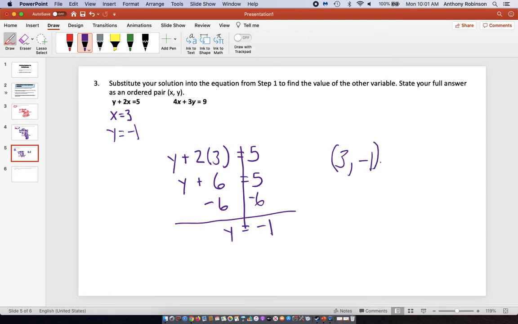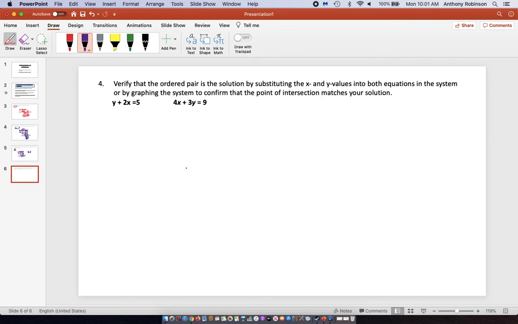All right, not my best handwriting there, but you guys get the idea. So that's where on a coordinate plane I'd expect these two lines, y plus 2x equals 5 and 4x plus 3y equals 9, to cross. All right, and the last step is pretty straightforward. All I'm going to do is check it. So I'm going to verify that the ordered pair is a solution by substituting x and y values into both equations in the system, or by graphing the system to confirm that the point at intersection matches your solution. In short, I'm going to plug in my point.